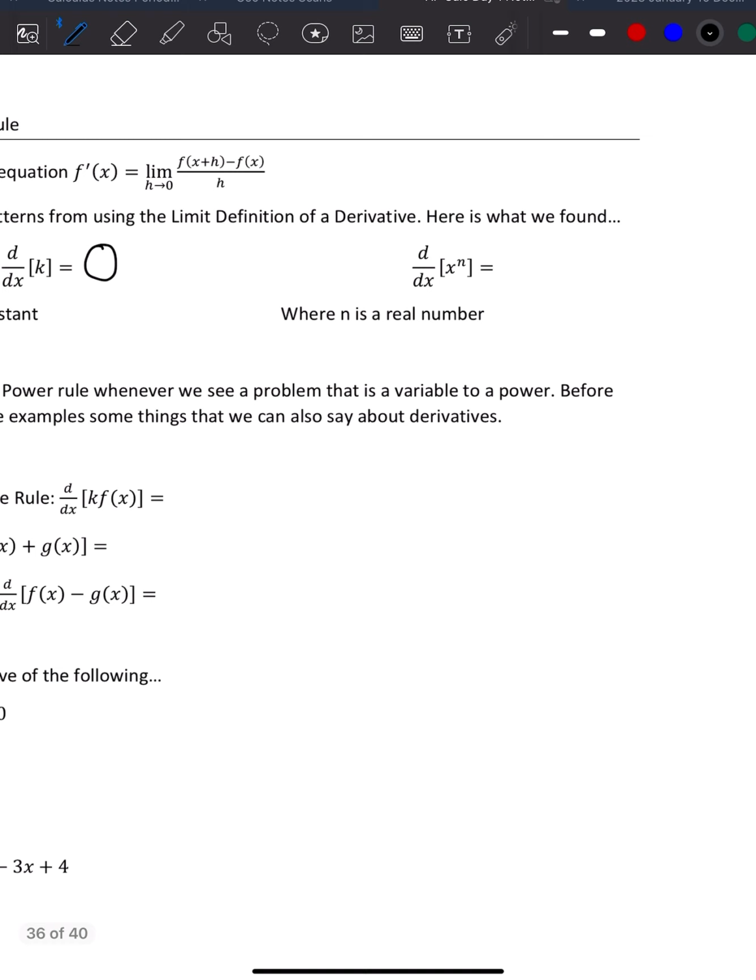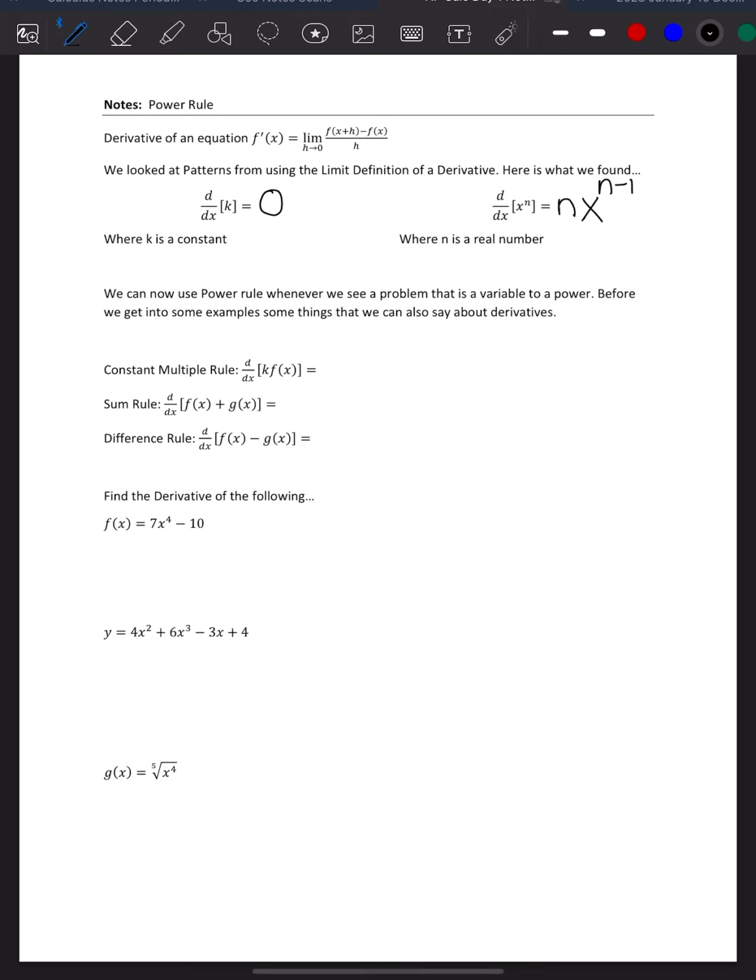On the other hand, we have this thing called power rule. What power rule is telling us is that we take the exponent we currently have, multiply it by the coefficient in front, in this case it'd be 1, times n, and then we take 1 away from our exponent. So n times x to the n minus 1 is generally what we see when we talk about power rule.